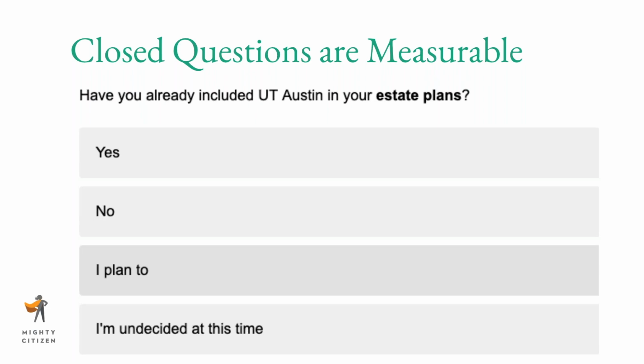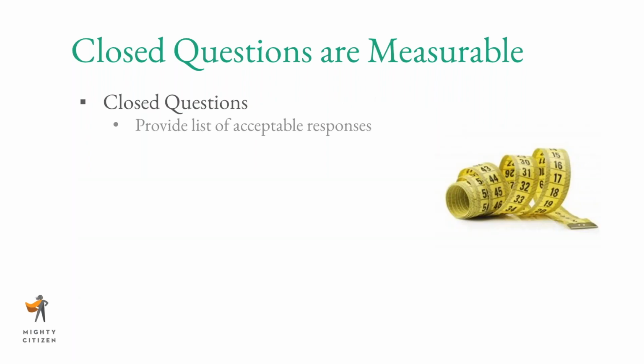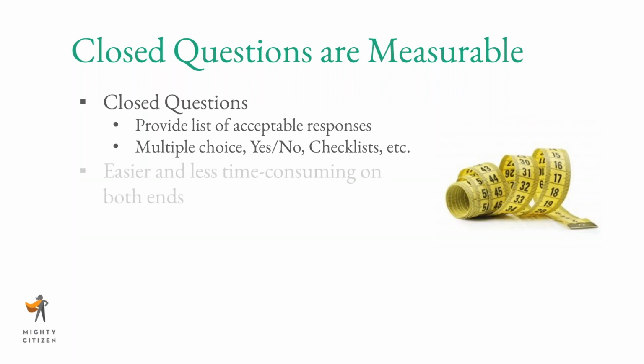Notice those are nice big buttons. They work great on mobile. So the UX, the user experience of the survey is really nice. And there's 4 options there. Closed questions provide a list of acceptable responses. They are typically multiple choice. They can be yes, no, they can be checklist, they can be scales, scale of 1 to 10, those sort of things. They're easier and less time consuming on both ends of the survey.